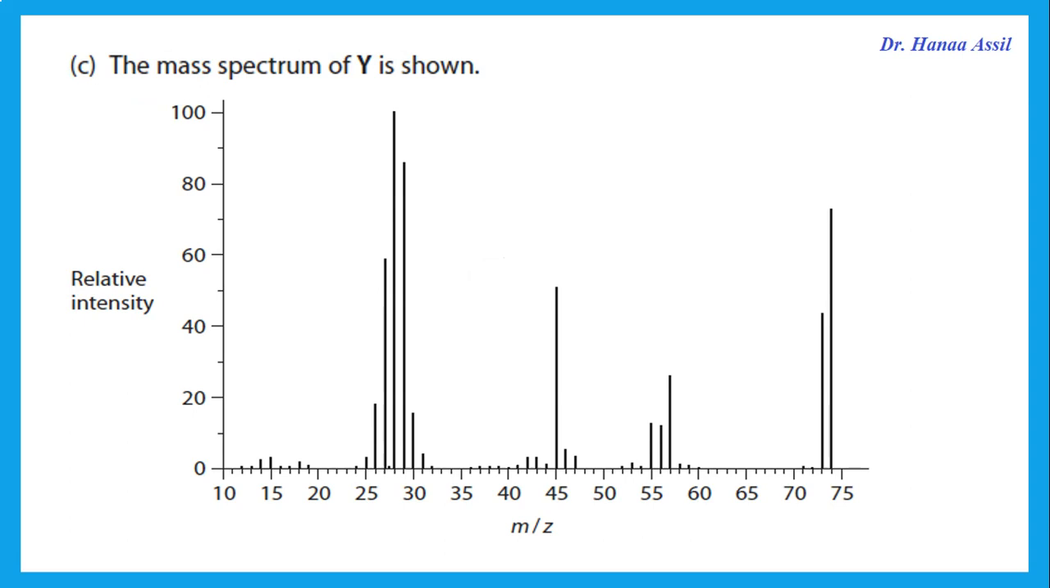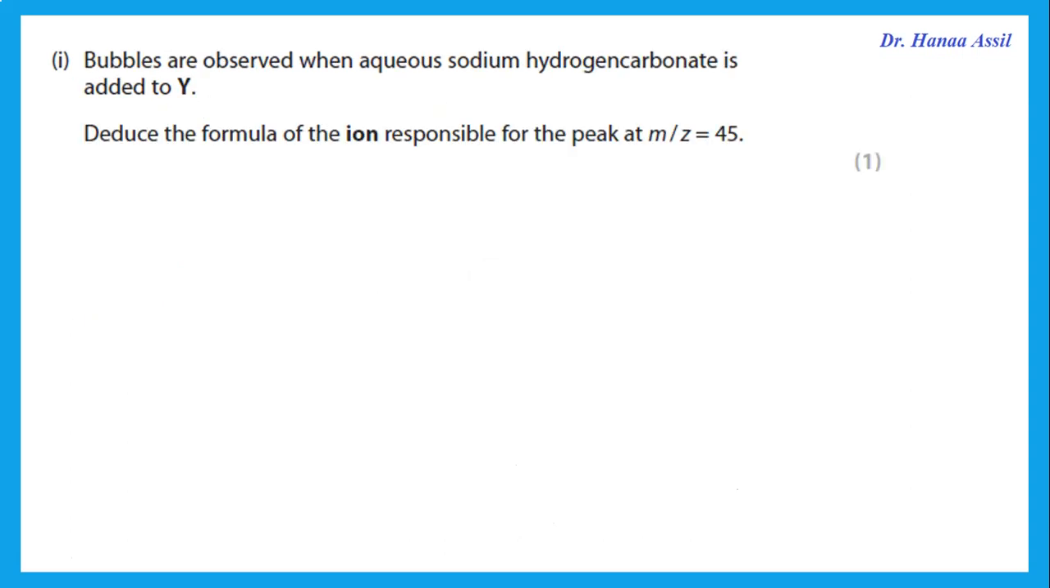The mass spectrum of Y is shown. Bubbles are observed when aqueous sodium hydrogen carbonate is added to Y. We will come back to the mass spectrum. Deduce the formula of the ion responsible for the peak at m/z 45. Now, if I add hydrogen carbonate to something and it gives bubbles of gas, that means I have an acid. Remember that sodium hydrogen carbonate or sodium carbonate with acid gives bubbles of carbon dioxide gas. So he says I have a part of my molecule that has m/z 45. That is my acid group, which is the COOH.